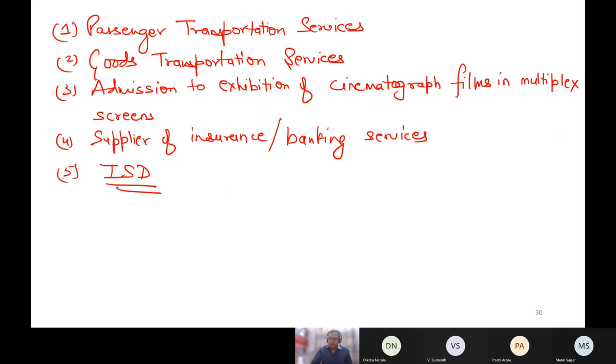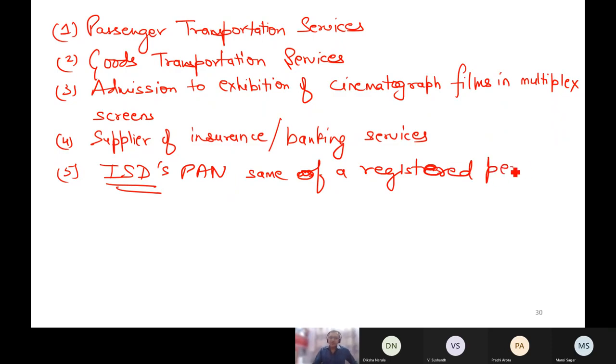So if any registered person whose PAN number, ISD's PAN, is same as that of any other registered person, because on one PAN number there can be different branches. It's allowed of a registered person. A person having same PAN can be having different branches of another registered person. In that case, the issuing invoice format is a little bit different. That's it. This is what you are supposed to learn.